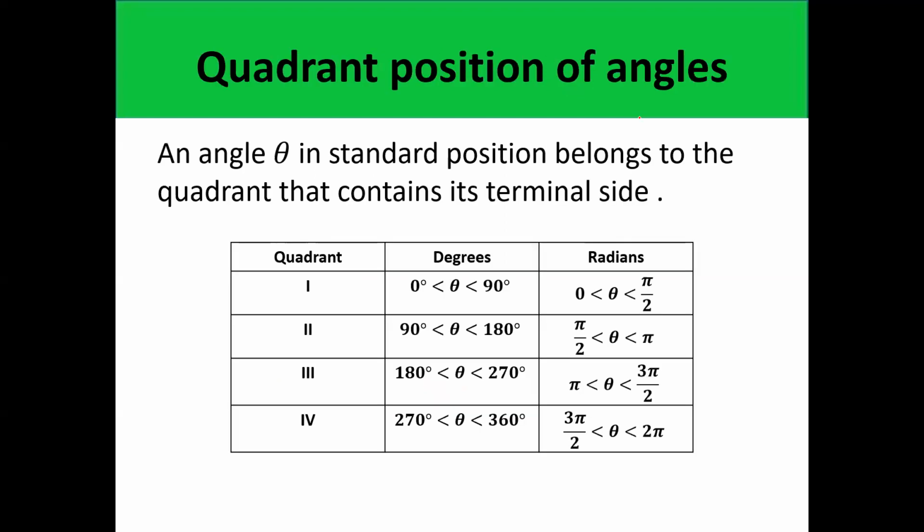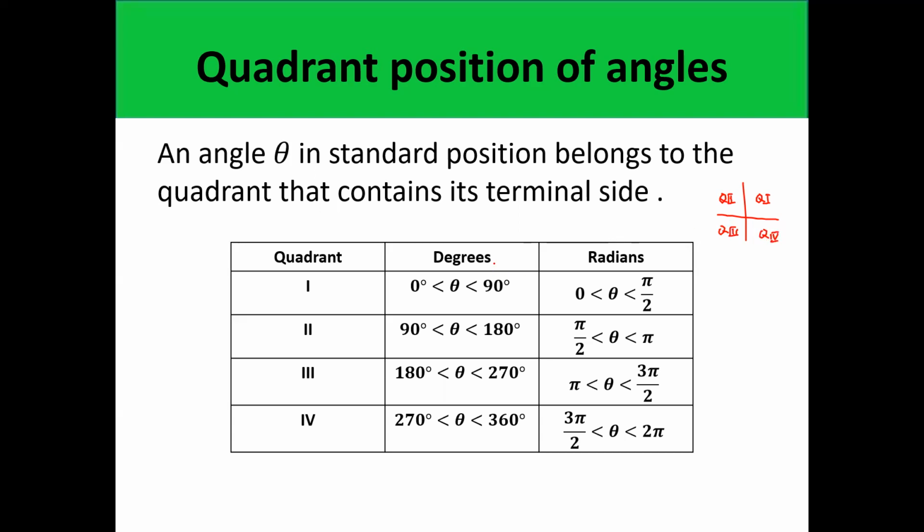All right, so now an angle theta in standard position belongs to the quadrant that contains its terminal side. So if we have the Cartesian plane or the coordinate system, this region is quadrant number 1. This region is quadrant 2. And then we have quadrant 3, and then we have quadrant 4.